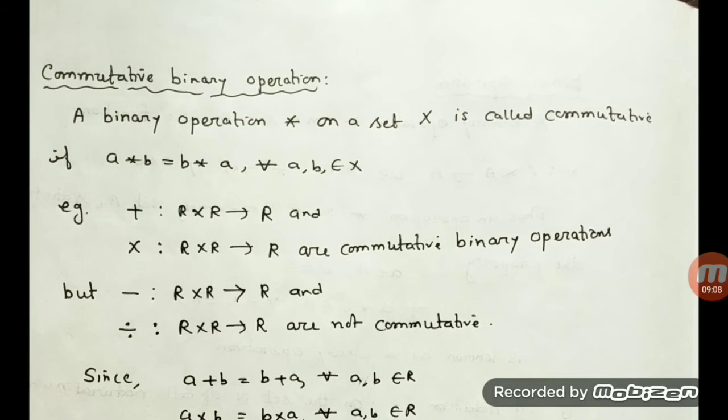Now, let us go to the next topic of binary operations, that is commutative binary operation. That means, under what condition a binary operation is said to be commutative. We have discussed the commutative law many times in earlier classes. What is the commutative law? We know it. In the case of addition, suppose I change the position: 1 plus 2, whatever result we get, 2 plus 1, the result will be the same. Isn't it? That is your commutative law.